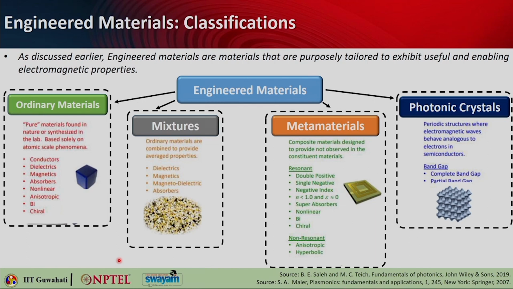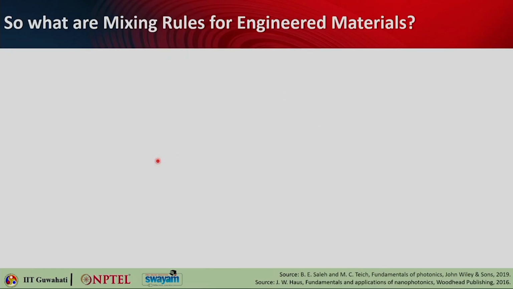So, I believe you know this particular slide now. These are the different classifications of the engineered materials. In this lecture we will be mainly focusing on mixtures. Mixtures are basically made of ordinary materials which are combined together to get some averaged property. That is very important here. We are looking for some averaged property in this case.